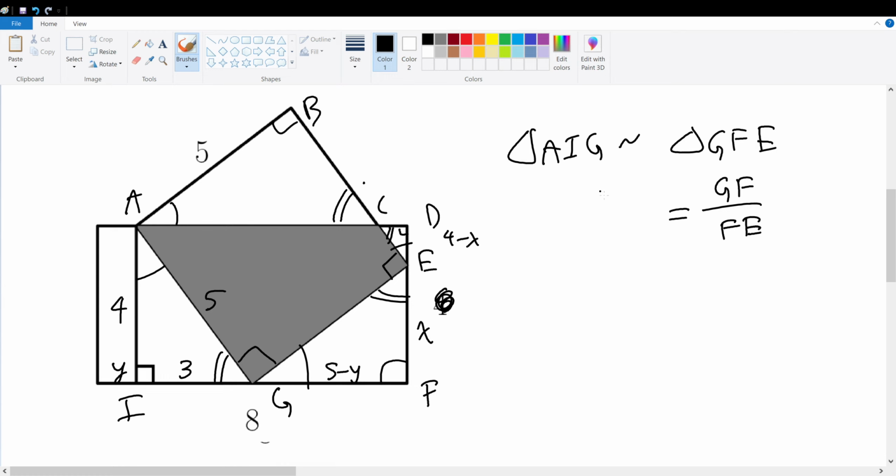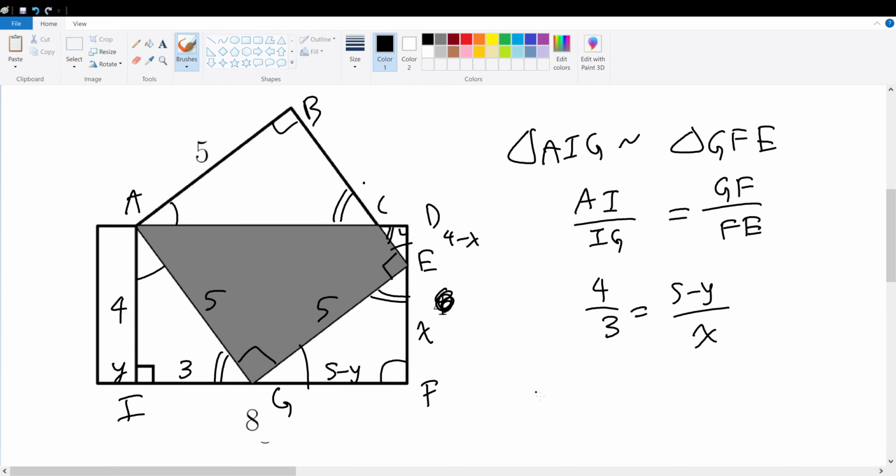Therefore, this must be similar to AI over IG. So AI, I already know that's 4 and IG is 3. So GF must be equal to 5 minus y and FE must be equal to x. But wait a minute, this is a square, right? So GE must be equal to 5.